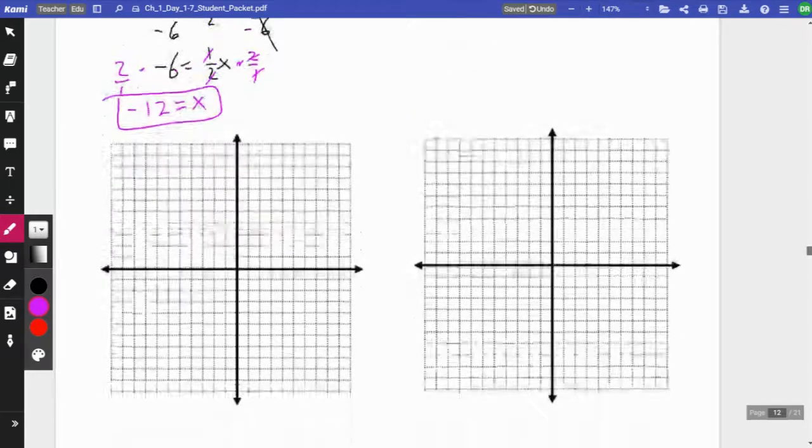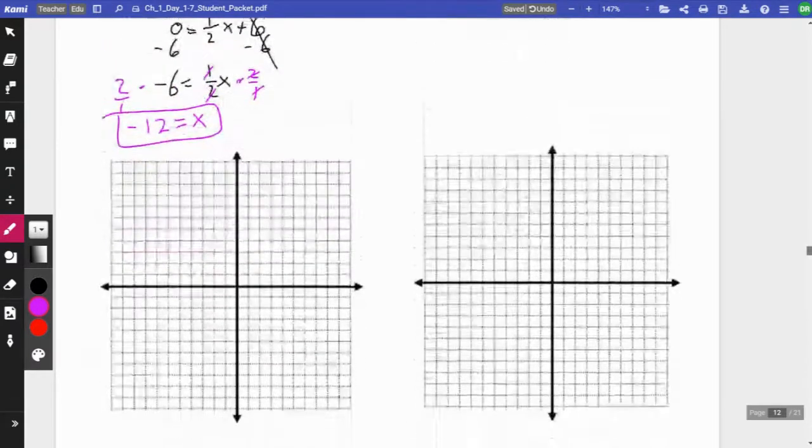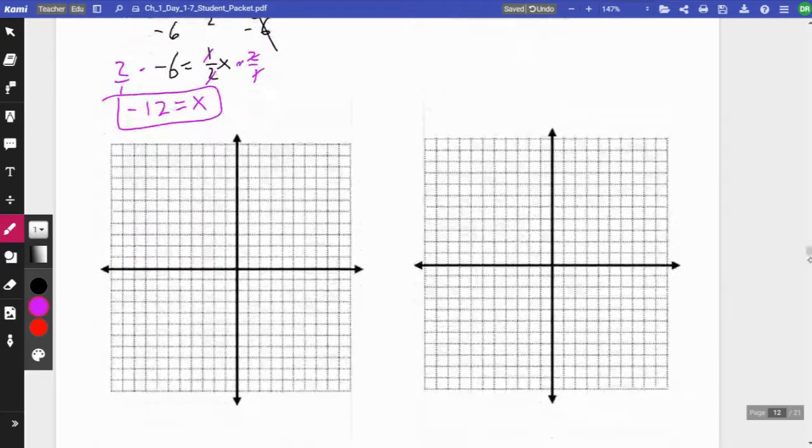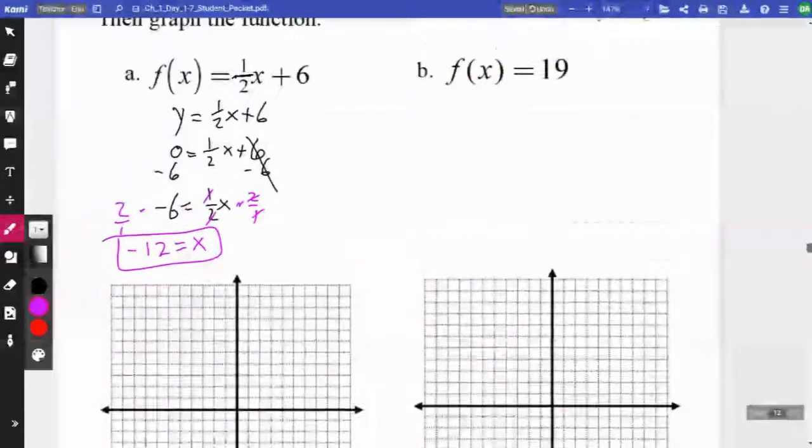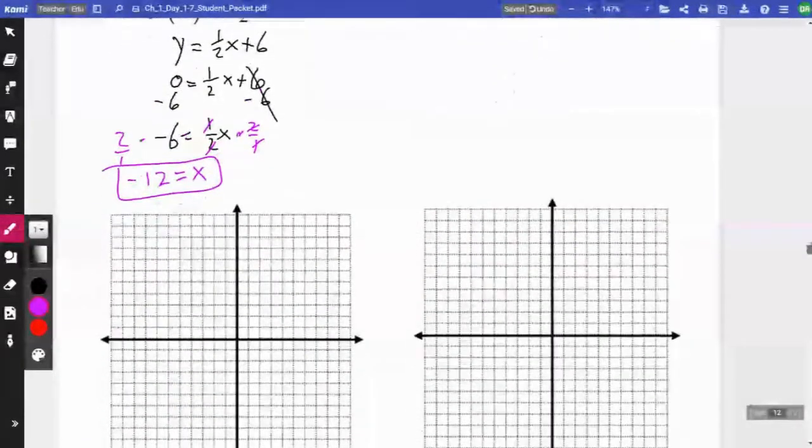And also, if I wanted to graph it, that would just be, at -12, that's the point, and I could graph it using slope-intercept form because I have a slope right there, 1/2. So -12, 4, 5, 6, 7, 8, 9, 10, 11, 12. It's just off the graph. That's fine. That would be my x-intercept.